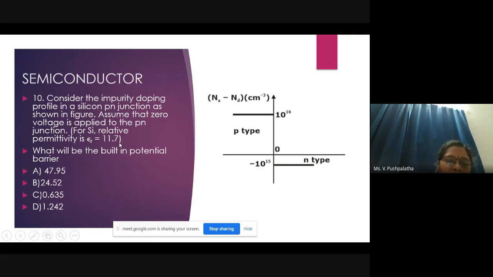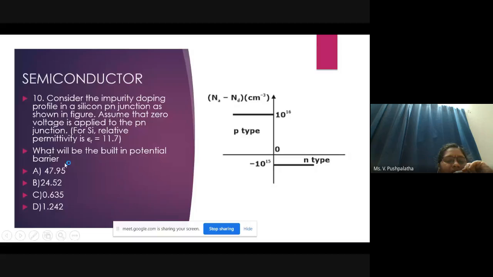Now, what is the question? What will be the built-in potential barrier? In the first class itself, we have seen how to find the built-in potential. VBI equals VT ln NA ND by NI square. That is your built-in potential equation. Now, what they are asking is the built-in potential barrier voltage.